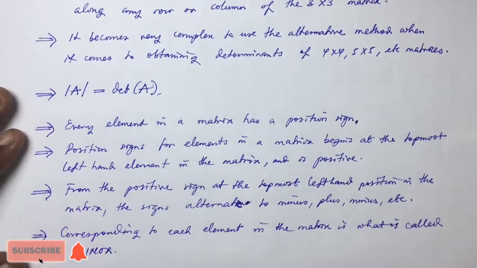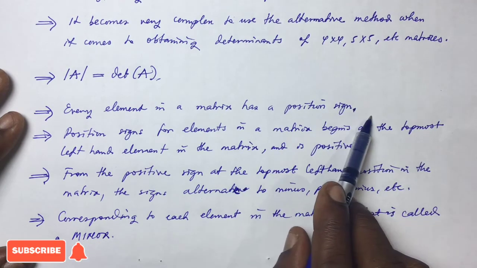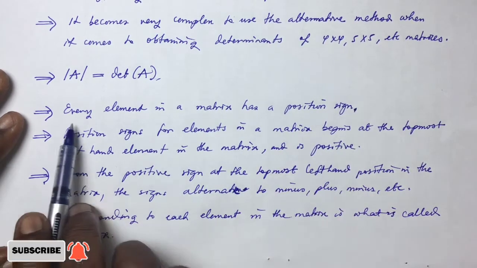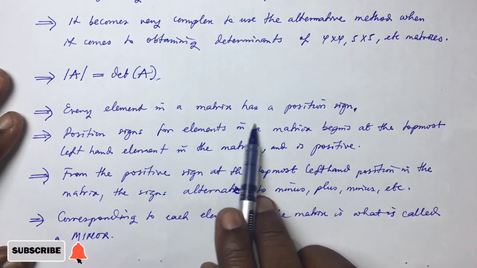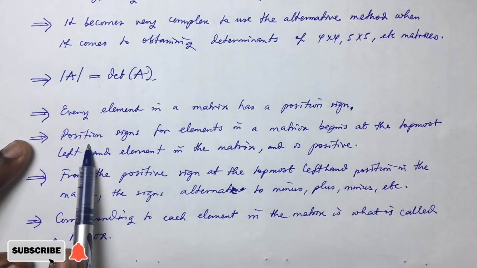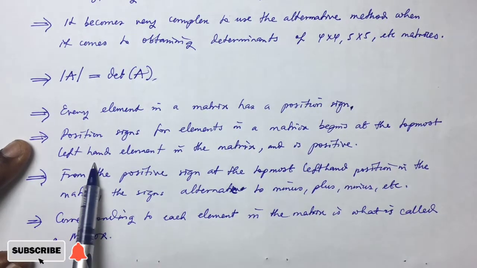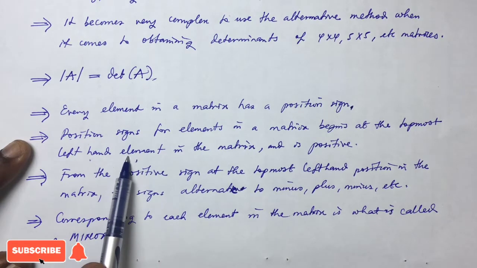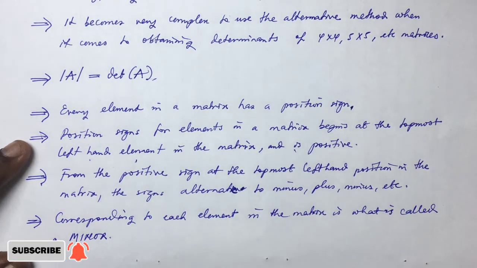Okay? Writing down. The next one is every element in a matrix has a position sign. Every element in a matrix has a position sign. Now, the position signs for elements in a matrix begin at the topmost left-hand element in the matrix, and it is positive. Now, I'm going to show you what that means.